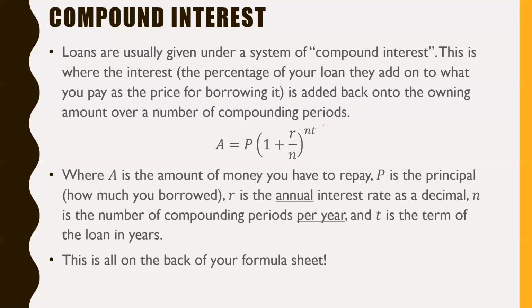The formula for compound interest is this absolute, beefy looking thing right here. It is on your formula sheet. As a matter of fact, your formula sheet's even more generous than that. It actually even tells you what every letter means in it.